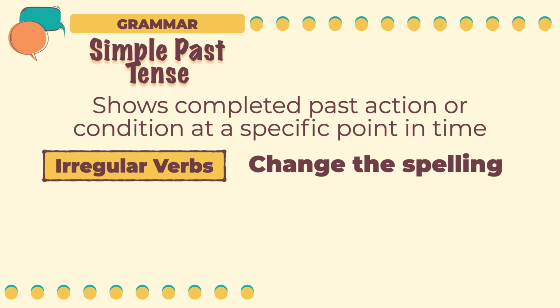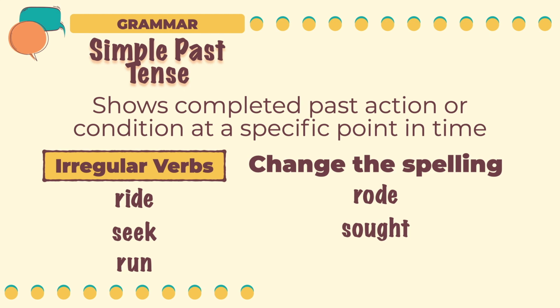For irregular verbs, we may form the simple past tense by changing the spelling of the verb. Examples of irregular verbs are ride, seek, and run. The simple past tense of ride is rode, not rided. The simple past tense of seek is sought, not seeked. And the simple past tense of run is ran with an A, not runned.